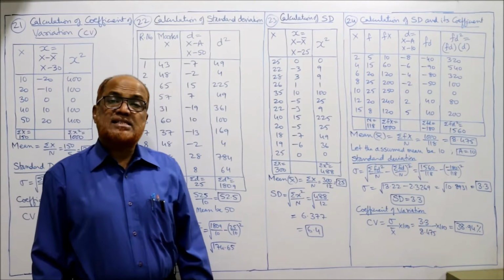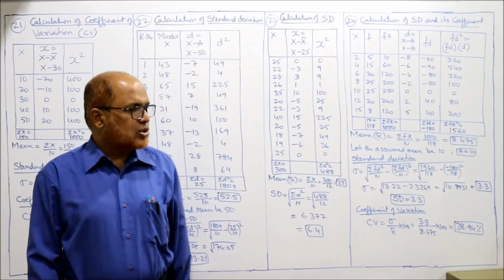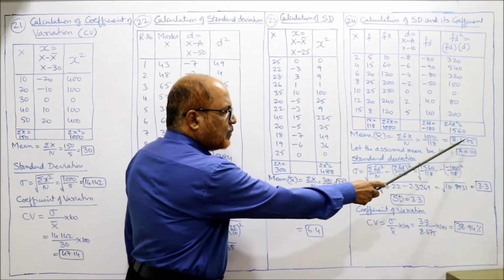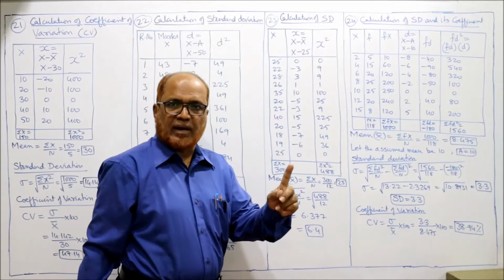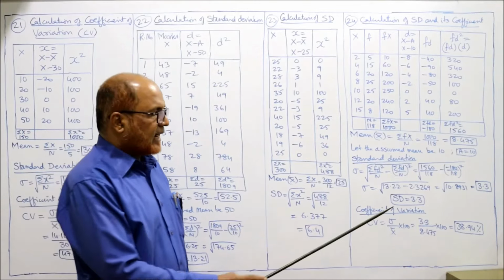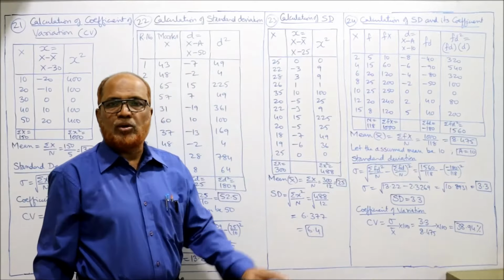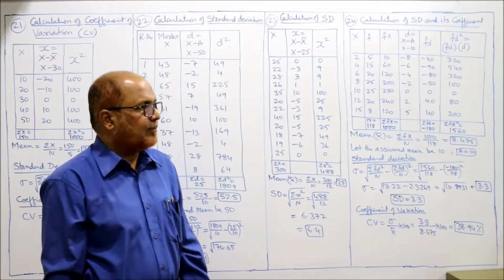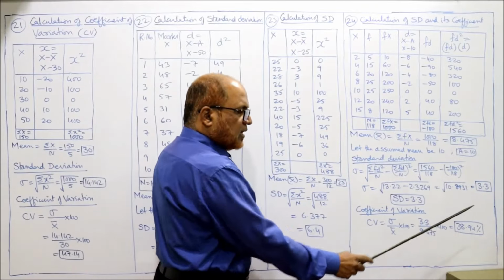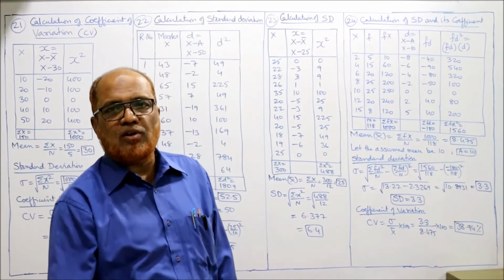But we are required to calculate CV, the coefficient of variation. So standard deviation divided by mean into 100. Standard deviation is 3.3, mean is 8.475. Remember, we should take the actual mean, not the assumed mean. We took the assumed mean only to find the standard deviation; now we take the actual mean. The actual mean is 8.475, into 100, gives 38.94. This is the coefficient of variation.